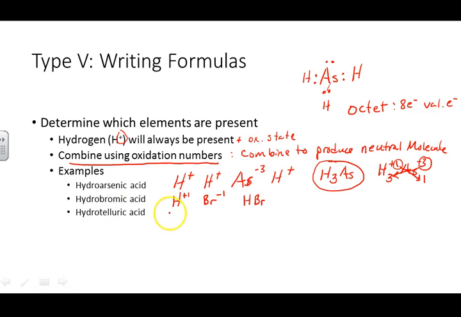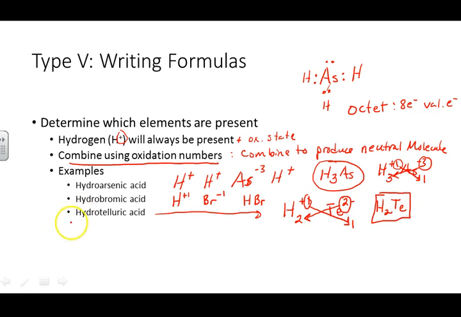Then we have hydrotelluric acid. Bring this over here. This is going to have hydrogen, positive 1, and tellurium with a negative 2. So if this is positive 1, we bring our 1 over to tellurium. We bring our 2 over here. This is given as a common multiple. And this is going to be 2 there, 1 here. And we rewrite as H2Te would be hydrotelluric acid.